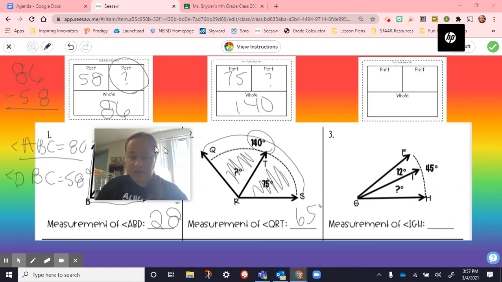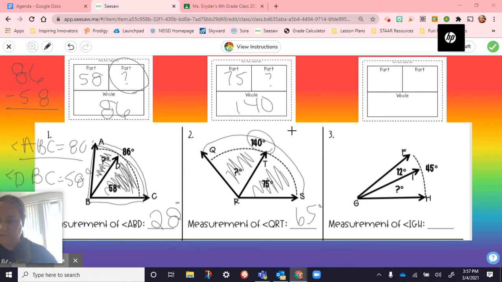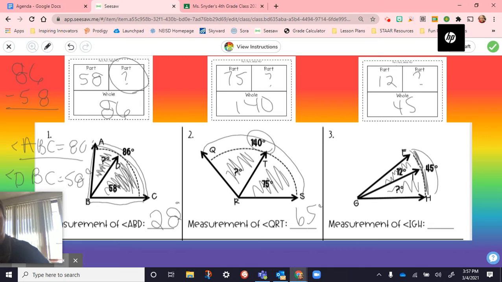All right, on this next one, same thing. I've got two parts. There's one little piece right here, 12. And there's another little piece right here that I don't know. And then this other piece that is the total is 45. It's covering up this part right here and this part. So that's the whole. So 45 degrees minus 12 degrees gives us 33 degrees. So that would be the missing part.